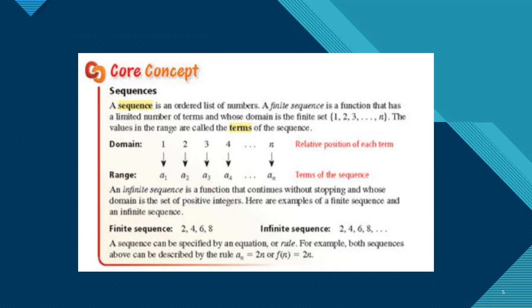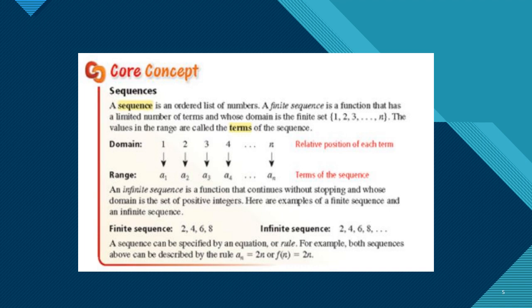And here we have our first definition. A sequence is an ordered list of numbers. A finite sequence is a function that has a limited number of terms whose domain is the finite set 1, 2, 3, all the way up to n. And the values in the range are called the terms of the sequence.